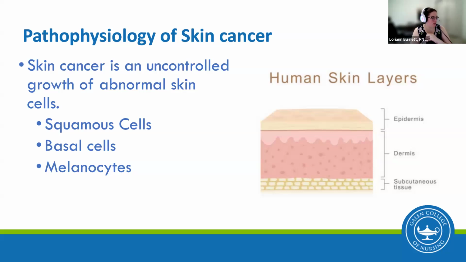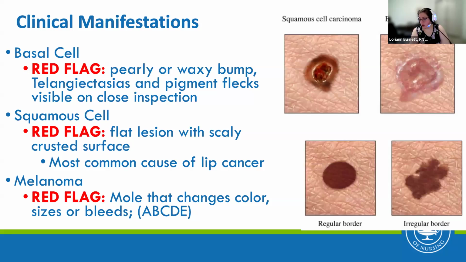Squamous cells lie just below the outer surface, and they function as the new baby skin cells. Our basal cells sit below the squamous cell, and our melanocytes are in the lower part of the epidermis. So I got red flag again, so you can kind of differentiate and know them.